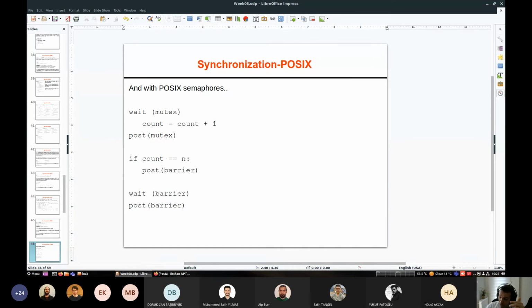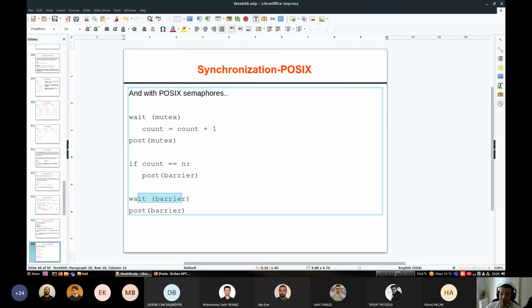Am I the last process to reach the rendezvous point or not? So if count is equal to n, that means it is the last worker to reach that point. Now, if it is not, well, it is not. It is the first process to arrive, so count is equal to 1, not n. So the if will not execute. Then it will call wait barrier, and it will get blocked. Barrier is already 0. So the first process to arrive at the rendezvous point waits at wait barrier.